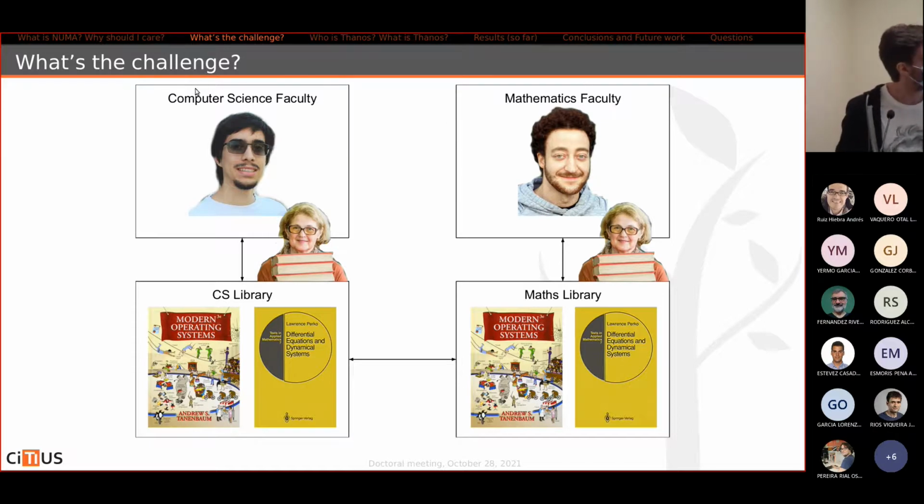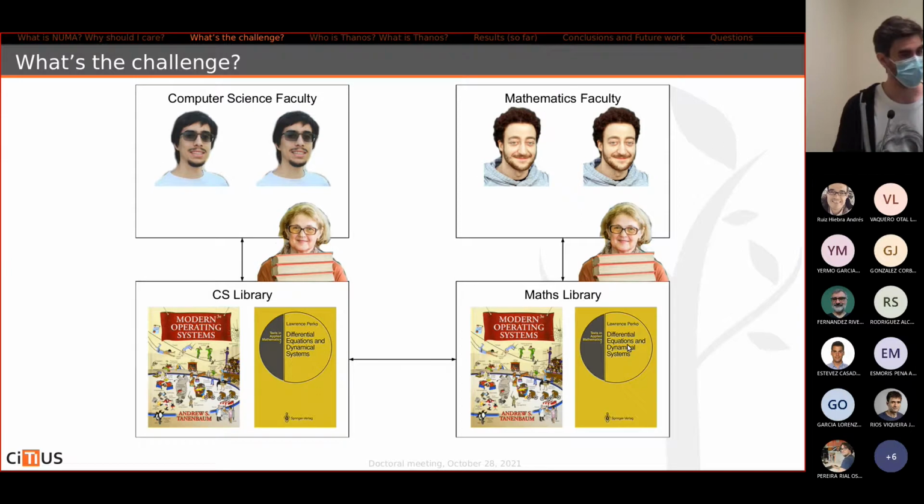Okay, so let's start with our computer science student. He has some operating system homework to do, so he needs the Tannenbaum book. So he goes to the library and asks our friendly librarian to retrieve the book. And since he's the only student in the faculty, he will retrieve that book nice and easy. And the very same happens for our mathematics student in the maths library with the differential equations book.